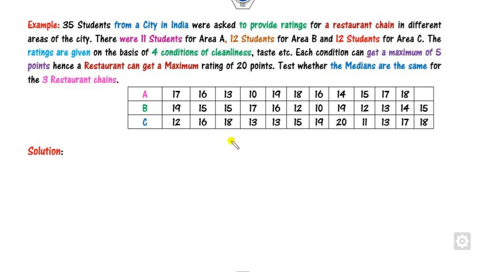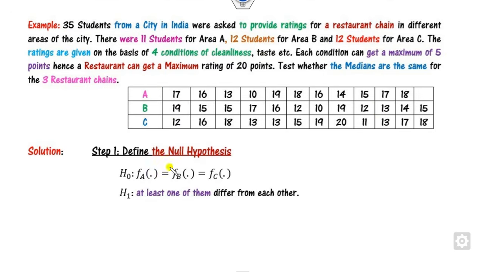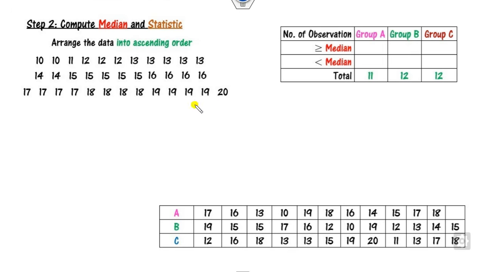Look at another example. Again you have to conduct a survey of 35 students. They are asking about the restaurants chain. 11 students from area A, 12 students from area B and 12 students from C. They tell about different conditions, cleaning condition, taste condition and so on, and they provide their ratings. Since there are 3 samples, we can define the H0 here. Again your target is to write them in ascending order.